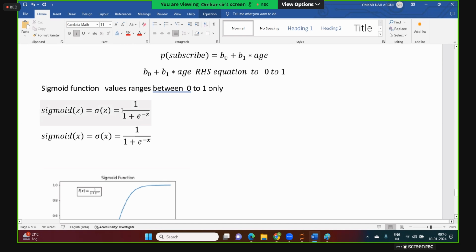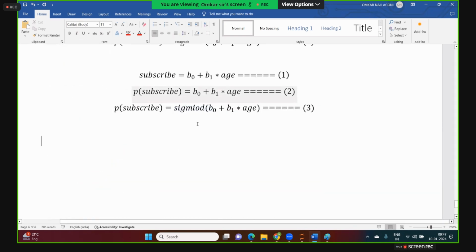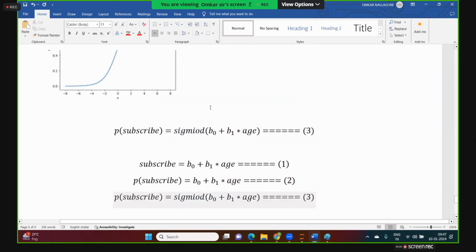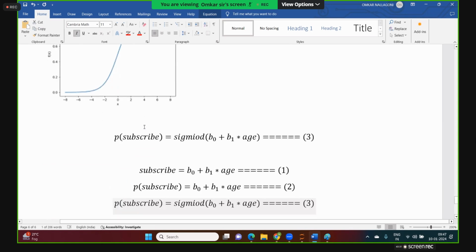And this is the formula. What is the formula? 1 by 1 plus e power minus x. You need to remember this. This is the utmost priority. In data science algorithms, the sigmoid function equation is one of the top equations. You should not forget it. It is one of the top 5 equations: 1 by 1 plus e power minus x. Now sigmoid of x looks like this.